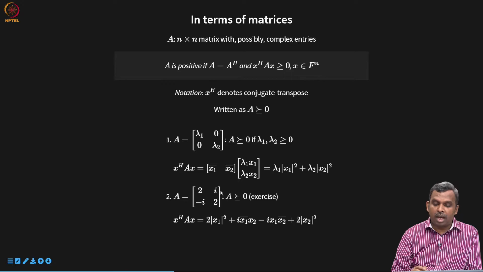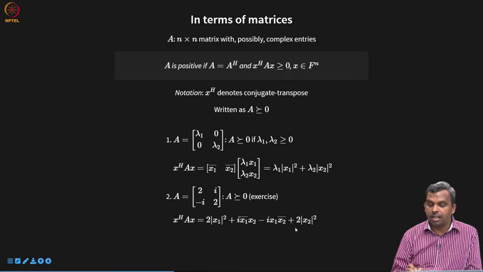So you have 2I minus I2, okay. This is A, and it turns out this A is actually positive. It's an exercise. You can see that x Hermitian Ax has some crazy expansion like this, and I will leave it as an exercise to you. You can show using some arguments that this is always positive, whatever value of x1 and x2 you take.